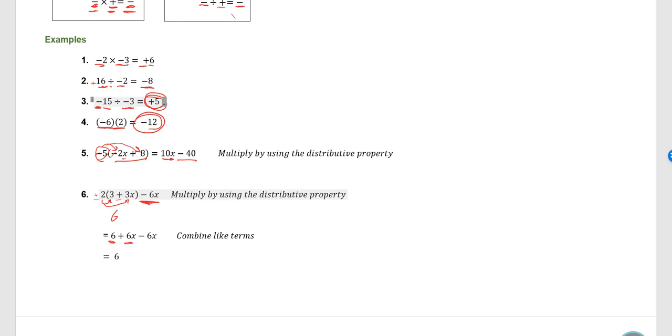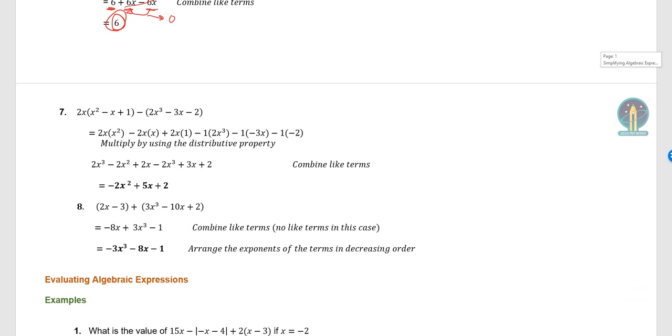Remember, the 2 only distributes to what's in these parentheses, right? Don't go about multiplying the 2 by the 6. They have a subtraction between them, not a multiplication like with the parentheses. So always be careful when you distribute like this. So we have 6 plus 6x minus 6x. So look at that. 6x minus 6x is a term minus itself, and that gives me 0. So I have 6 plus 0, right, which is just 6. Okay. Next example.